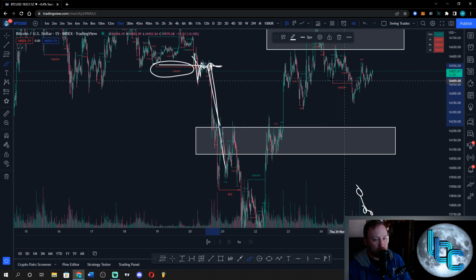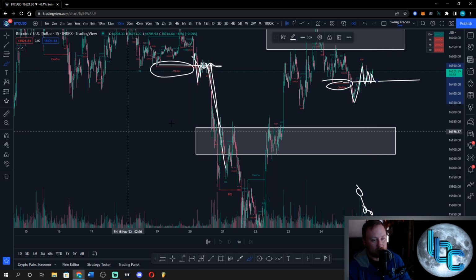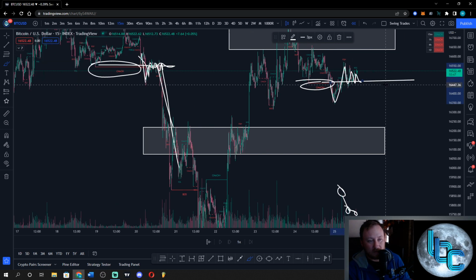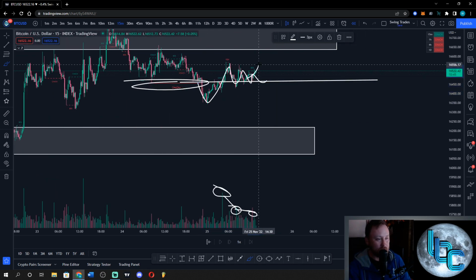Now, if we look over here to the right, we've got another change of character. It's a strong change of character. We came down, we came up, and now we are consolidating on top of it. This one was kind of consolidating at the change of character range, and this one's consolidating on top of it. So I do begin to wonder whether or not this might continue to move up. We did just now have a break of structure, which says BOS, and it just disappeared. Oh, it just came right back.